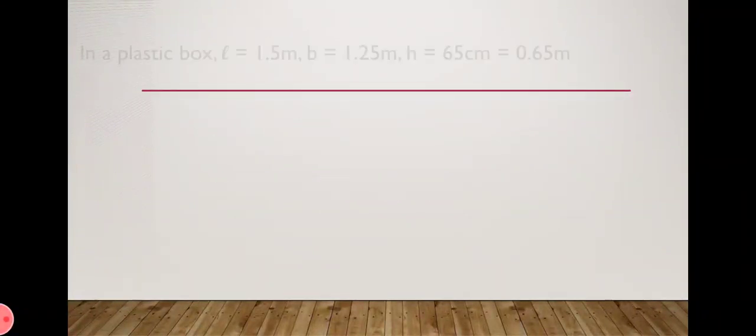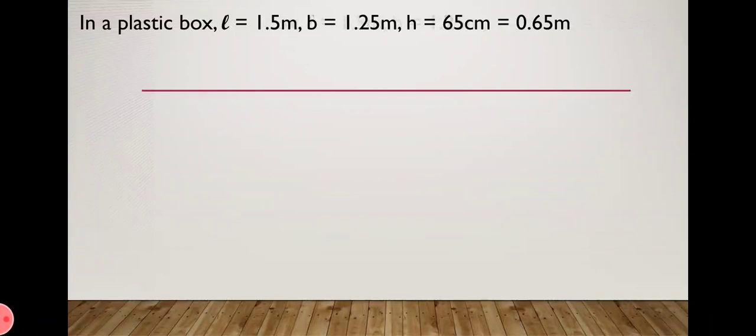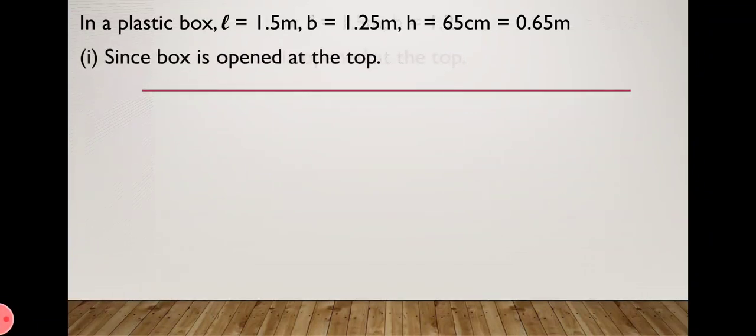First we write the information. In the plastic box, length L is given as 1.5 meter, breadth B is given as 1.25 meter and height is given as 65 centimeter, which we convert into meter, so it becomes 0.65 meter, because 1 meter equals 100 centimeter. For solution 1, as the box is open at the top, we have to find the area of the 5 remaining faces.